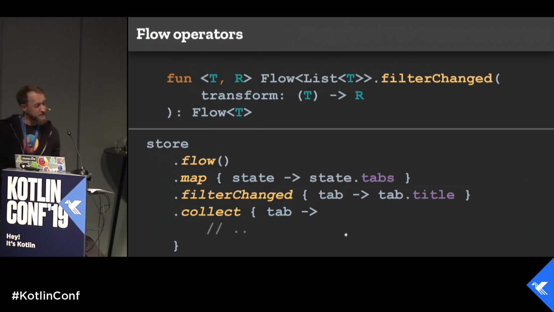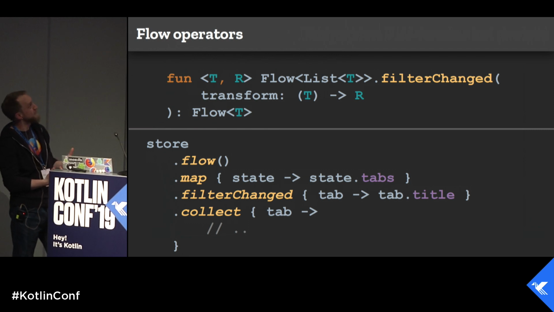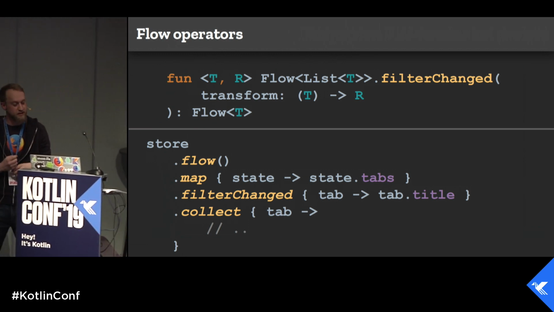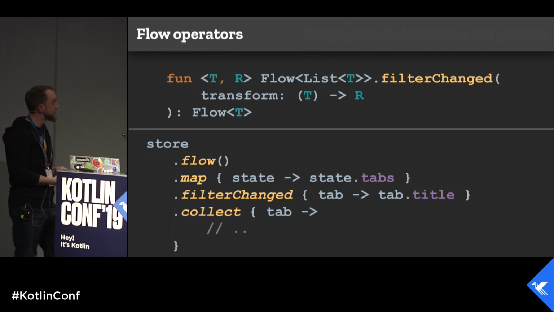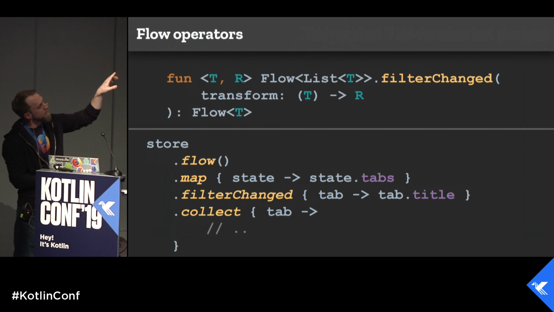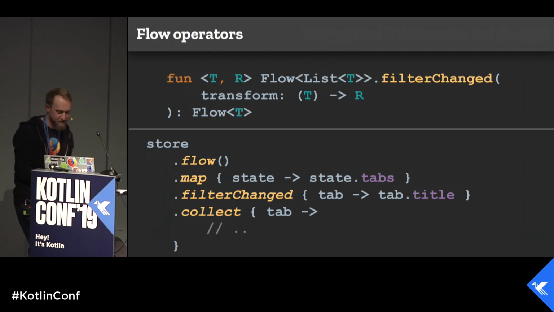In some situations, that could become very complicated. Like we created this beast called filterChanged. The best way to explain this is to look at the example. We map the state to a list of tabs, and now we are only interested in the tabs inside this list that have changed. And that's what this filterChanged operator does. We map every tab to its title, and then in collect, we will only get the tabs where the title has changed from the previous state.